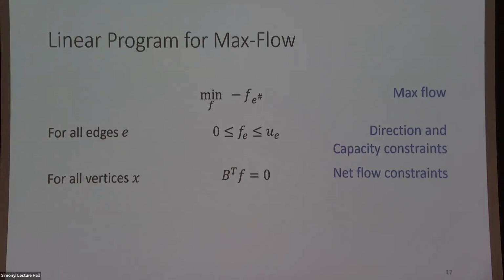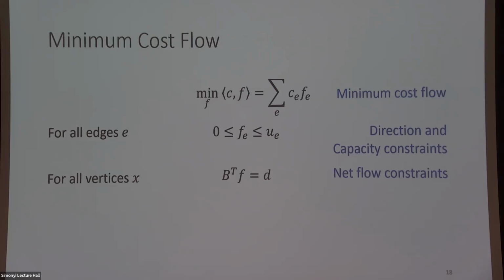Now we want to minimize the negative of the amount of flow on the new edge that we've added. The reason I wrote it this way is because now it's easy to study more general versions. In the minimum cost flow problem, the objective no longer is to minimize the negative of the flow on the new edge, but we just want to minimize some linear function of the flow. So C is just another input vector, and this is what we want to minimize. This is called a minimum cost flow problem.